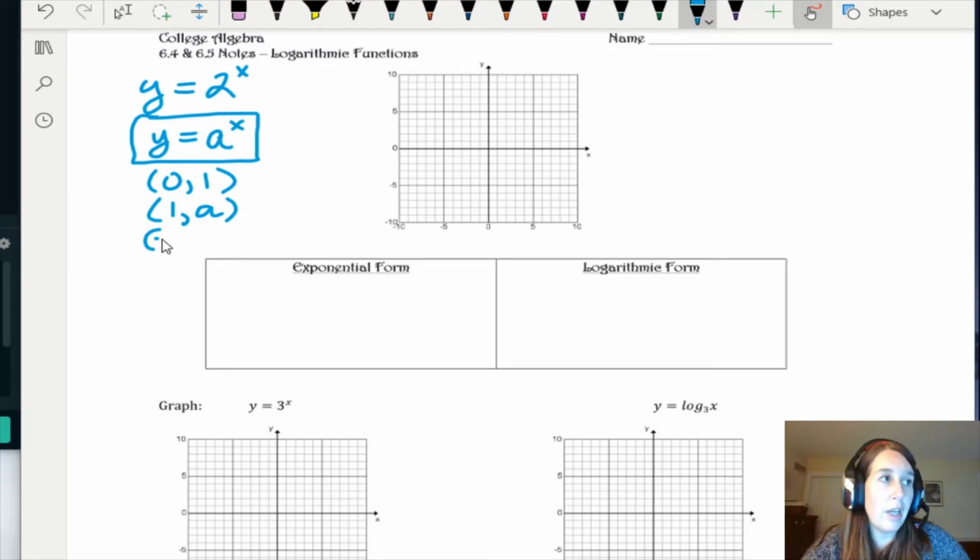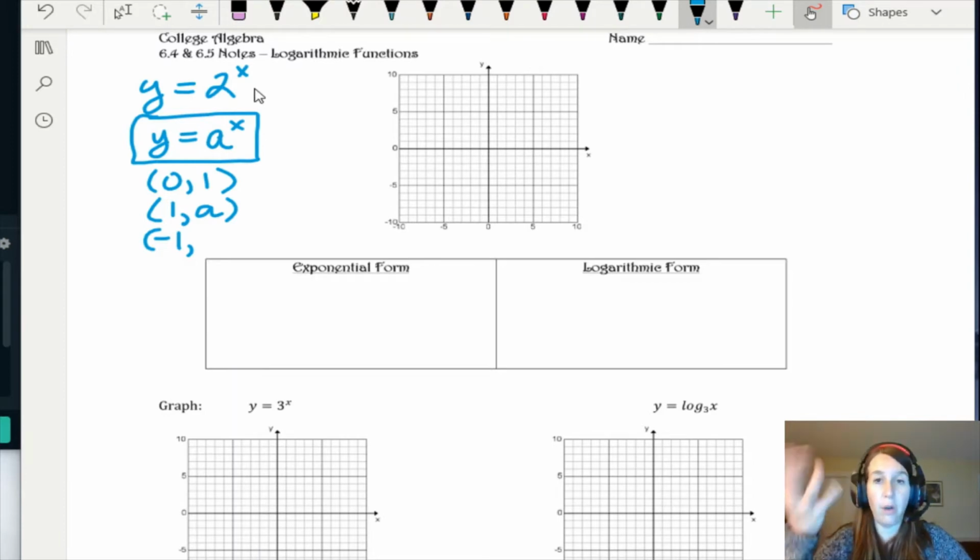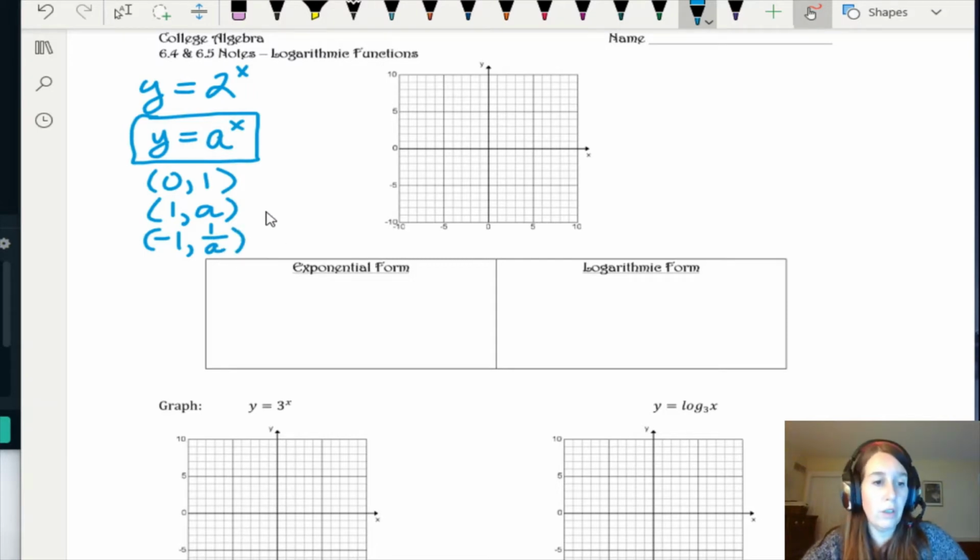And if you plug in -1, okay, you're going to get a to the negative first power, or 2 to the negative first power. And as you know, that negative exponent flips the fraction. So you're getting 1/2 or 1 over a. So it makes the reciprocal. Okay, and then we know that we also have a horizontal asymptote at y equals 0 for our exponential function.